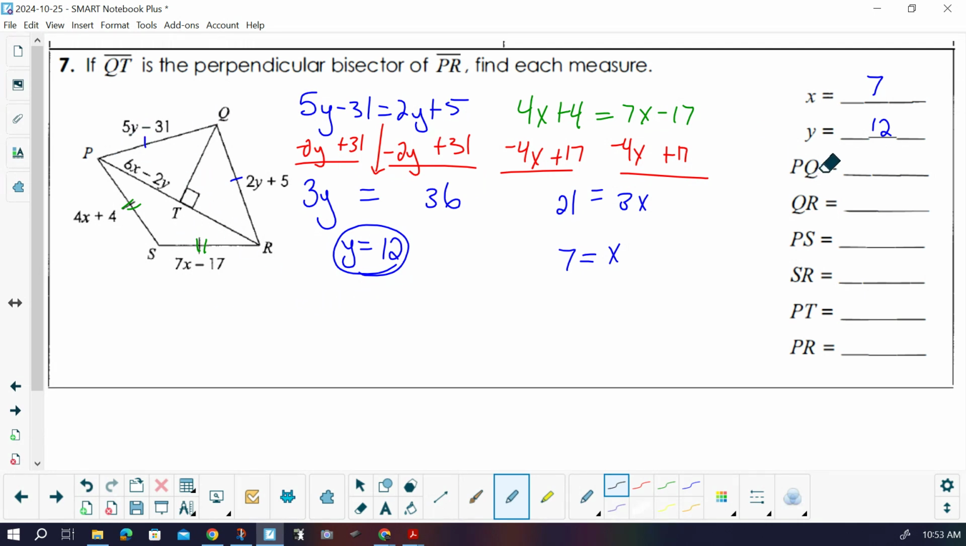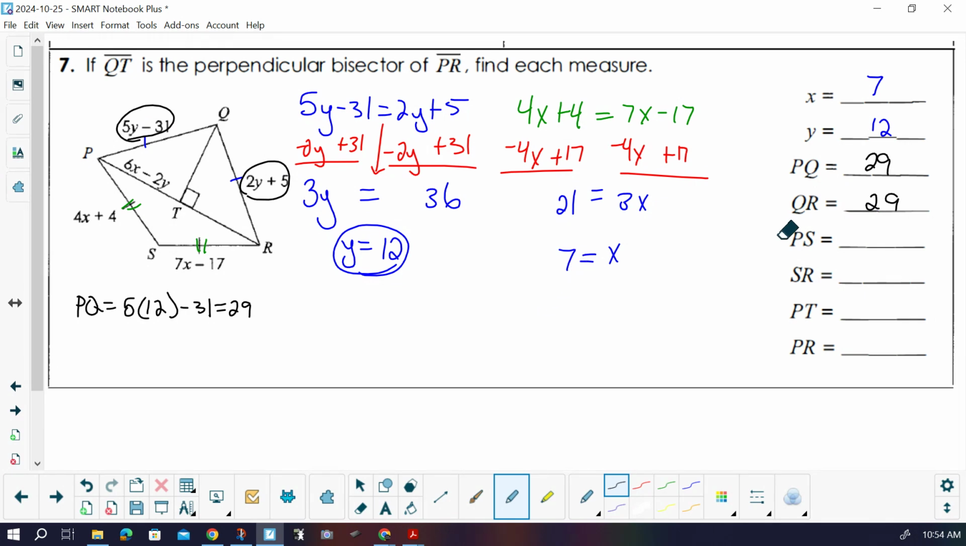So let's just start by this first one, PQ. PQ, there's P, there's Q. So PQ is this one right here. PQ is 5y minus 31. Y would go right there. What is y? It is 12. 5 times 12 is 60. 60 minus 31 is 29. Now I could plug in a y for this, but I know these are equal, so this one would also equal 29. So QR, is that one? Yep, oh, it's the very next one. It is also 29.